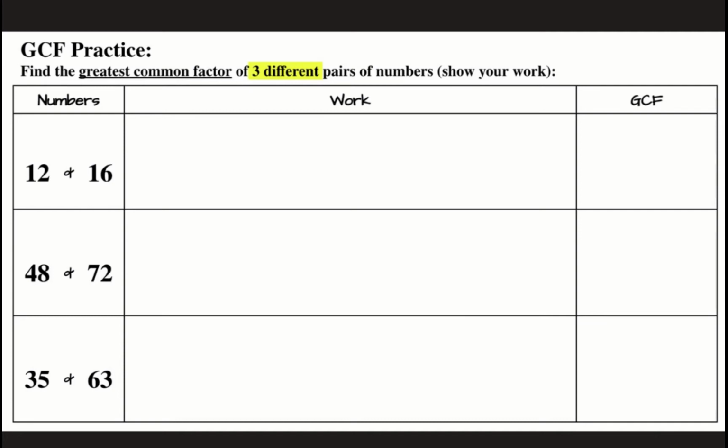So you will have 3 examples of finding the GCF within your notes. Let's get started with the first one. You have a beautiful chart within your notes that you are going to show your work. And your work is going to be the listing of factors to find the greatest common factor, the largest factor 2 or more numbers share. So our first pair is 12 and 16. We're going to start by listing the factors.